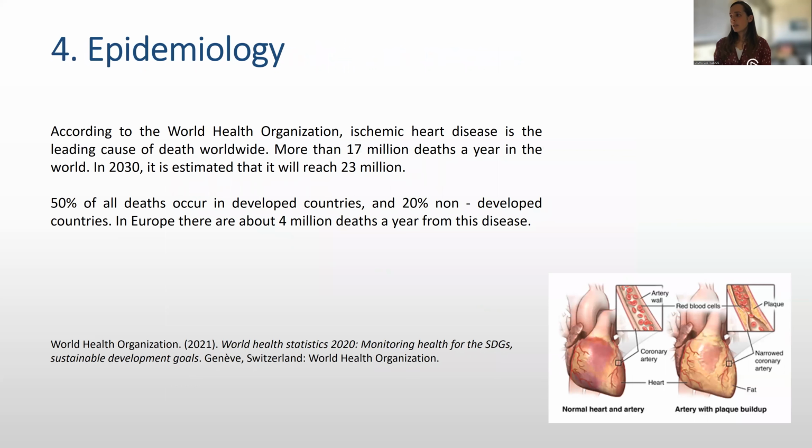So here we can see that I was looking for epidemiology, and I found this information on the World Health Organization website. And it says that ischemic heart disease is the leading cause of death worldwide. More than 17 million deaths a year in the world. And in 2030, it's estimated that it will reach 23 million. 50% of all deaths occur in developed countries and 20% in non-developed countries. So in Europe, there are about 4 million deaths a year from this disease.